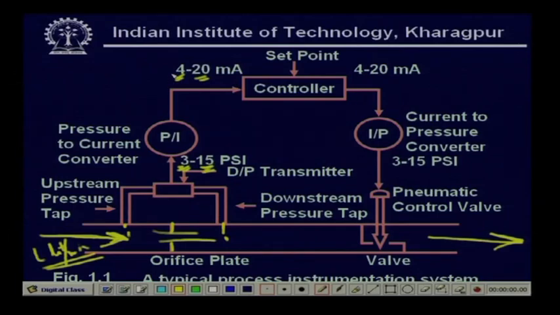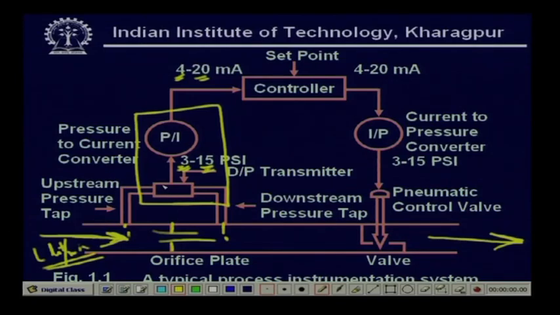and for the current signal it is 4 to 20 milliampere. But nowadays, as you know, the entire thing is incorporated in one DP transmitter, where you will get this 4 to 20 milliampere of current directly. You do not need a P to I converter and all those things, everything is incorporated inside.